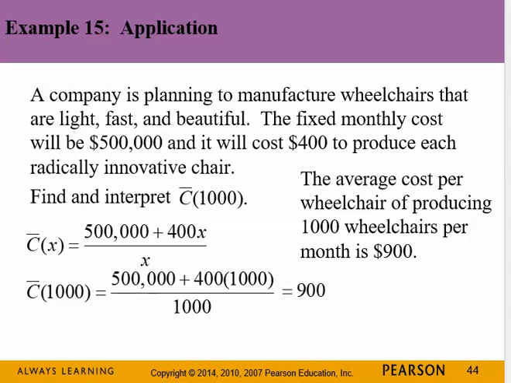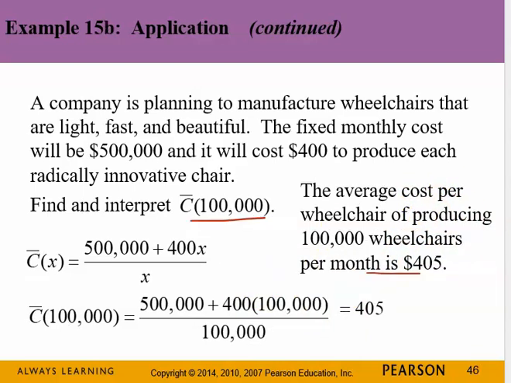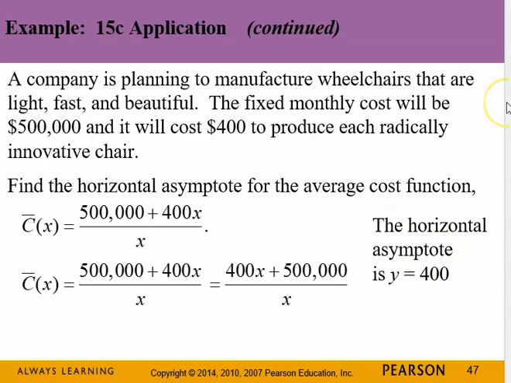Well, how about if you're going to produce now 10,000 wheelchairs? As this number gets bigger and your denominator becomes bigger, notice what's happening to the average cost of a wheelchair. It's gone down now from 900 to 450. Okay. And if you've got now 100,000 wheelchairs, the cost is $405.